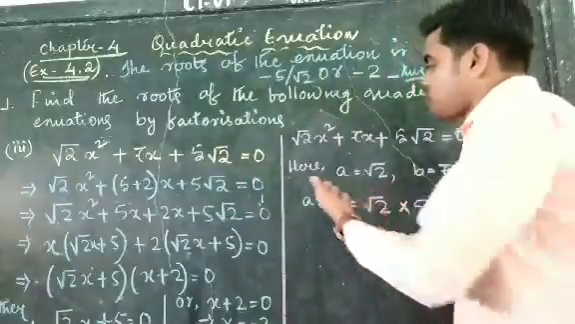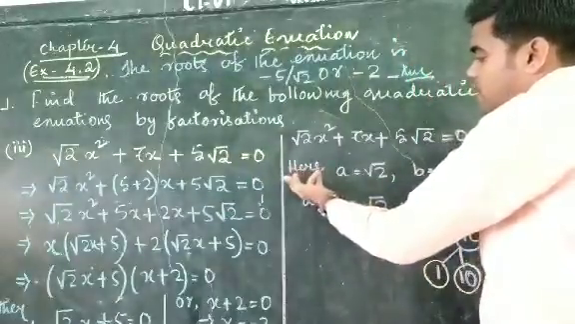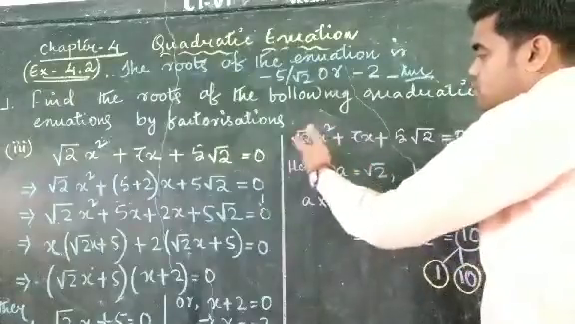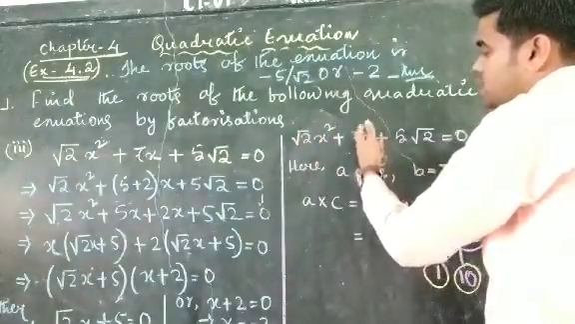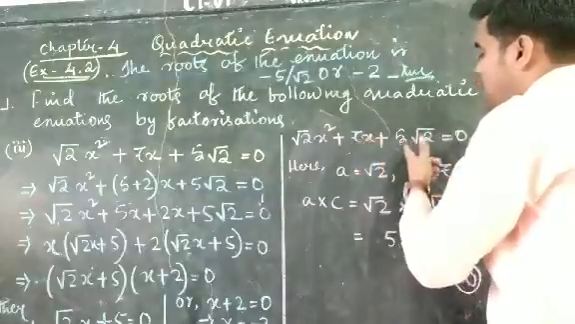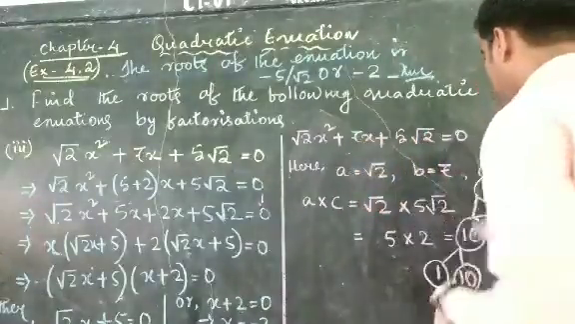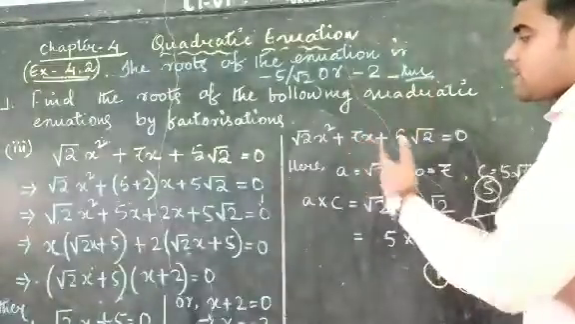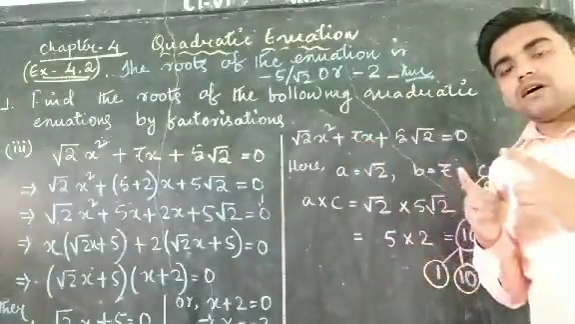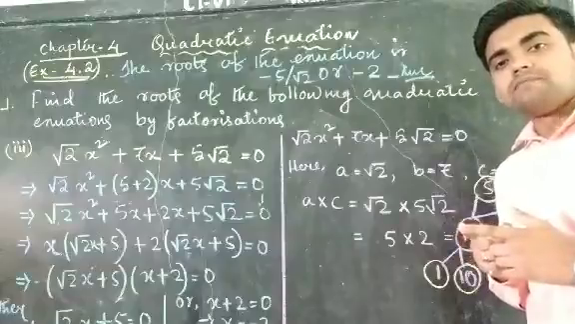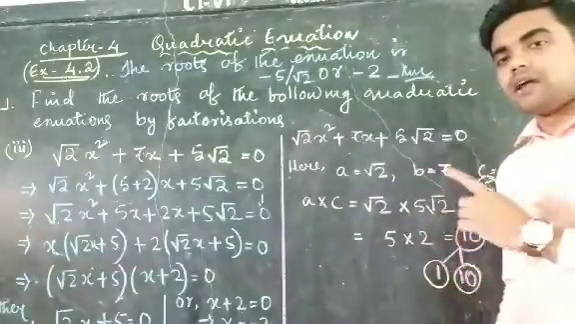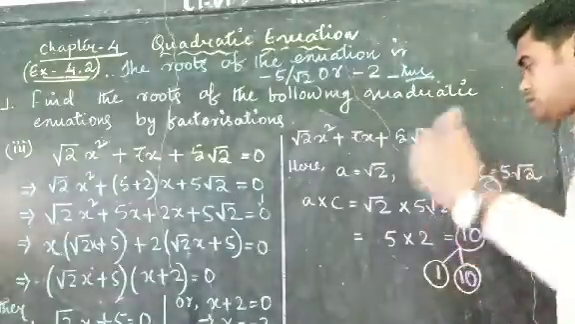So what do we see in the next step? We can write a equal to root 2, the coefficient of the x square term. The coefficient of x is b equal to 7, and the constant term c is 5 root 2. So next, we multiply the coefficient of the x square term by the constant.